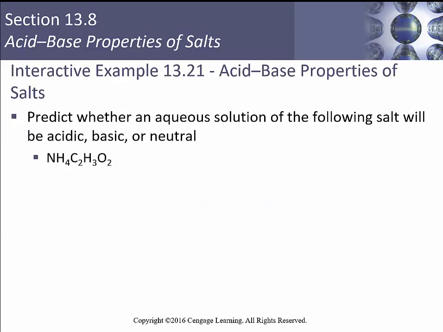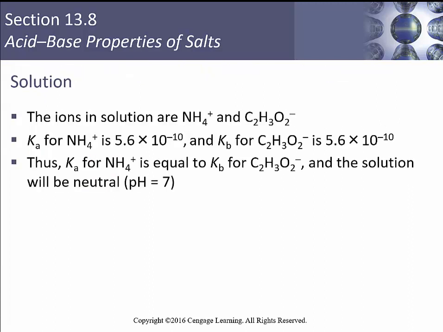Let's predict whether an aqueous solution of the following salts will be acidic, basic, or neutral. So I've got NH4, ammonium, and this guy over here is probably acetate. So I've got ammonium acetate. The two ions in solution are going to be NH4 plus and acetate. The Ka for the ammonium is 5.6 times 10 to the minus 10, and the Kb for the acetate is 5.6 times 10 to the minus 10. Thus, the Ka for NH4 plus is about equal to the Kb for the acetate, and the solution will be neutral.